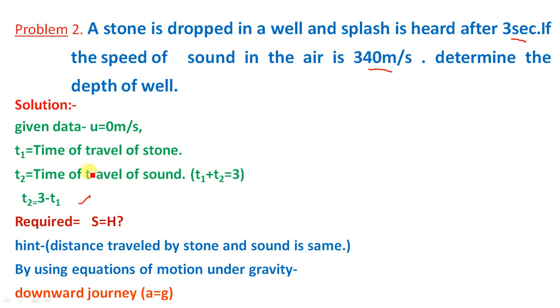Okay, remember this. Then initial velocity of the stone is 0 meter per second because it is thrown from the hand of the observer. Now required is the height of the well, which will be called the displacement S. Here hint: distance traveled by the stone and the sound is same. Are you agree with this? Definitely. By using the equation of motion under gravity, here downward journey is there. So here a is equal to plus g.